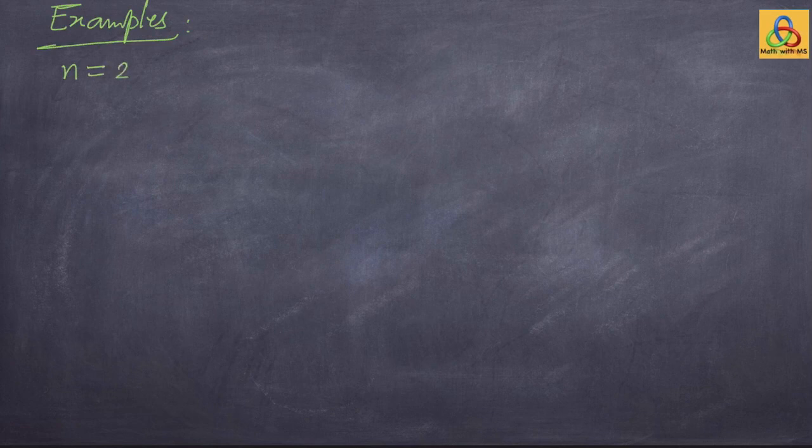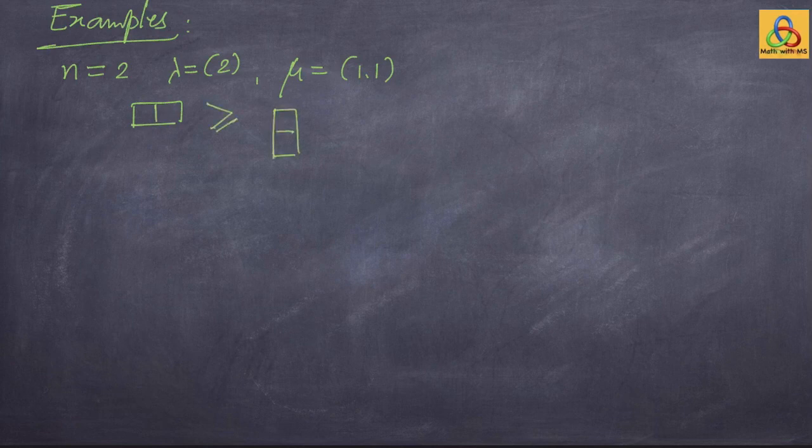Let me discuss some examples here. Let us take n equals 2. If n equals 2, then we know there are only two partitions of 2. One is just 2 and the other partition is 1 comma 1. And if you want the domination order, then we know that this partition is bigger than or equal to the second partition. Lambda is bigger than or equal to mu, because the first row of lambda has more elements than the first row of mu, and the first two rows of lambda have the same number of elements as mu.